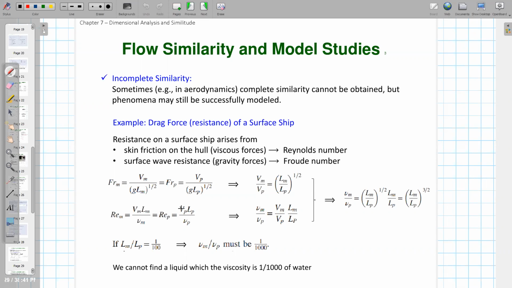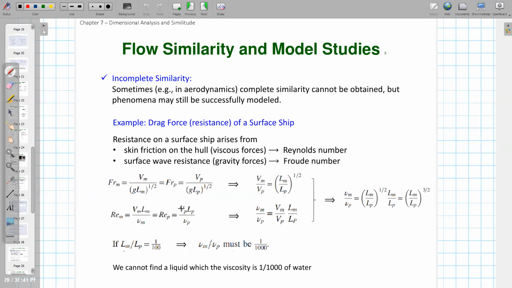So in other words, if you want to achieve a similar flow in your lab, you have to make sure that you have the same Reynolds number and Froude number. You create the same Reynolds number and Froude number as the realistic Reynolds number and Froude number for the realistic problems. Okay, and so let's start from the Froude number.